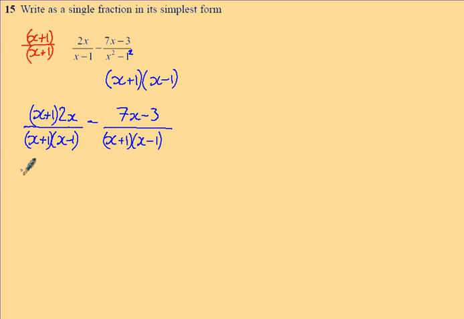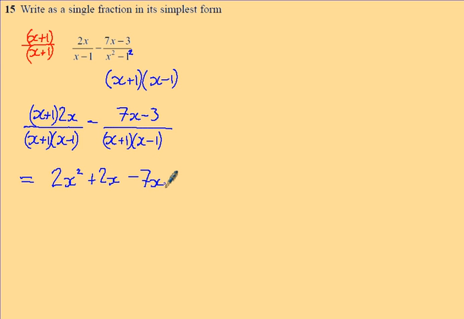The next thing I'm going to do is to expand the first bracket. Okay, I'm not going to expand the bottom because I know what that expands to give me. I'm going to leave that factorized. I'm going to expand here. X times by 2x gives me 2x squared. 1 times by 2x gives me plus 2x. I'm then subtracting everything that's in the second fraction, so I want to take away 7x.